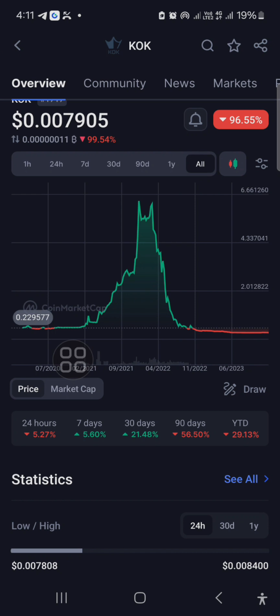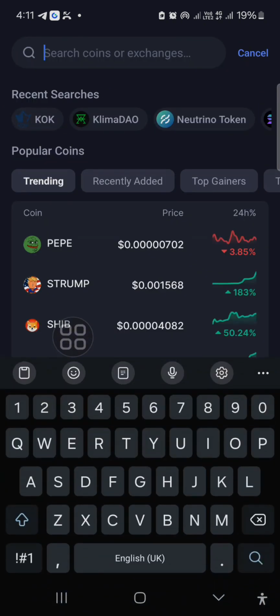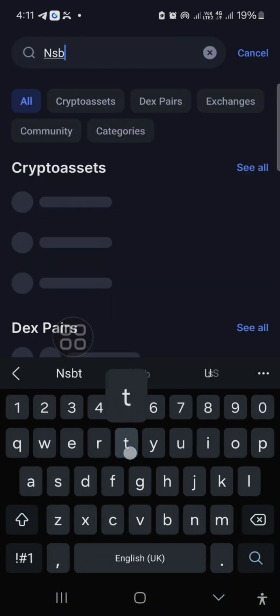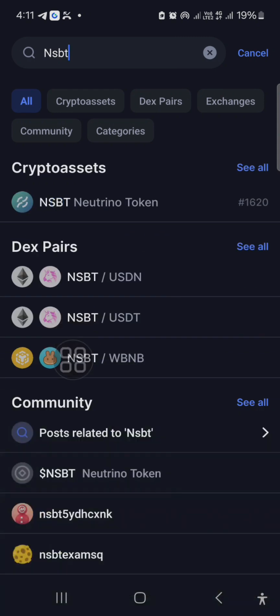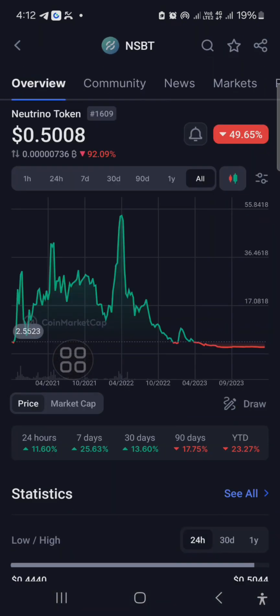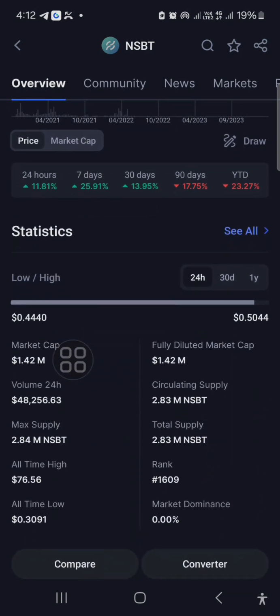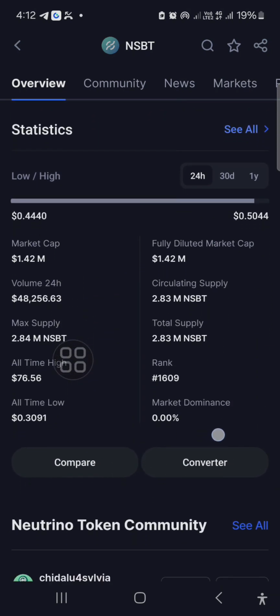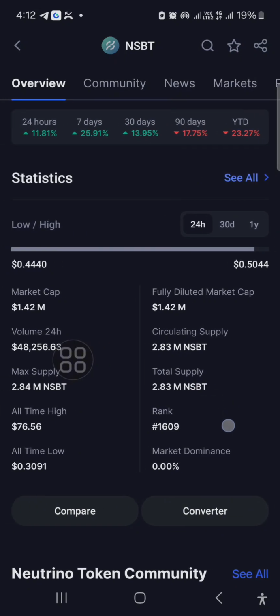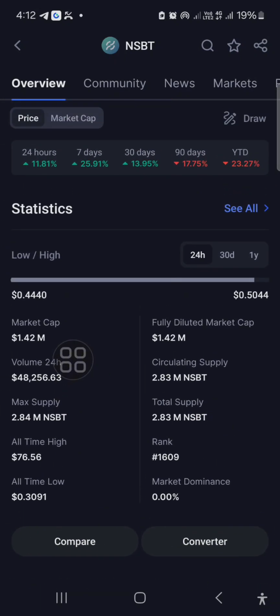Let's look at a coin known as NSBT. I think I saw it the other time. You can see what this coin has done before. Every coin has its own details, so you go over and look. You can see the total supply. Wonderful. This coin is very, very good. This is also another coin you need to buy for the bull run.